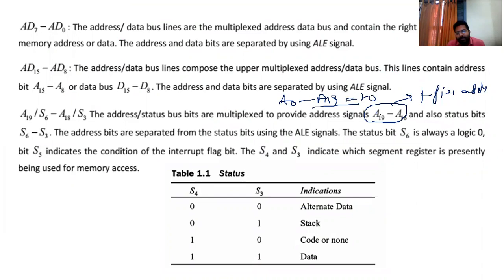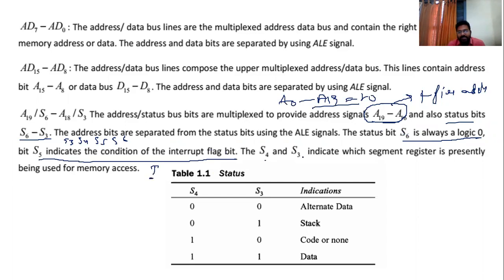When will these pins work as address, and when will they work as status lines? What are the status bits? We have four status bits: S3, S4, S5, S6. Out of these four status bits, S6 is always logic 0. S5 indicates the condition of the interrupt flag.